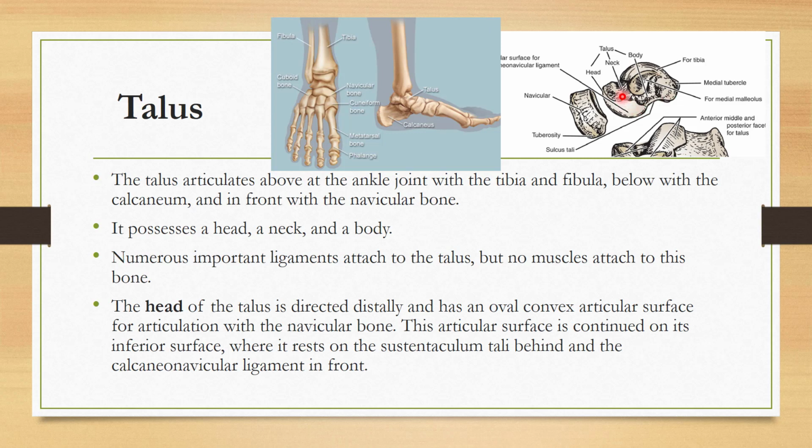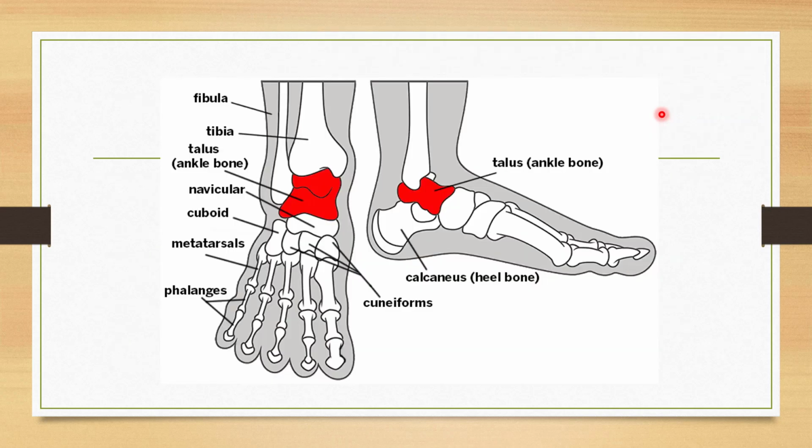Okay, again I will repeat, head is directed distally and it has the oval convex surface which will articulate with the navicular bone, and it is in relation with two structures which are the calcaneo-navicular ligament in front and sustentaculum talli behind. See here again, this is the talus bone which is articulating with the tibia on the medial side and fibula on the lateral side, and in front with the navicular bone and inferiorly with the calcaneum.